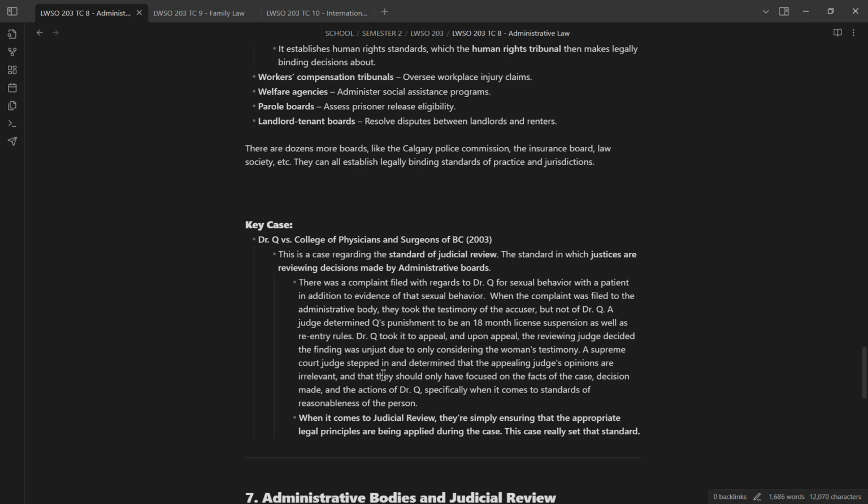A Supreme Court judge stepped in and determined that the appealing judge's opinions are irrelevant and that they should only have focused on the facts of the case, decision made, and the actions of Dr. Q specifically when it came to the standard of reasonableness. When it comes to judicial review, they're simply ensuring that the appropriate legal principles are being applied during the case. This case really set that standard, right?